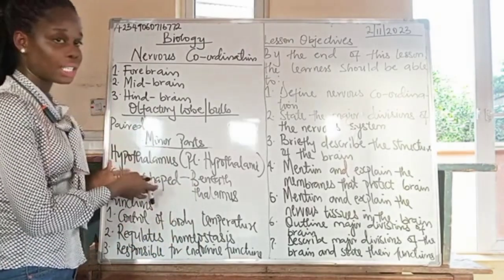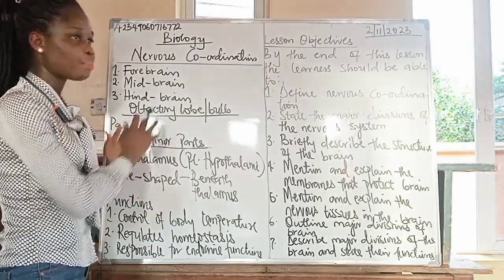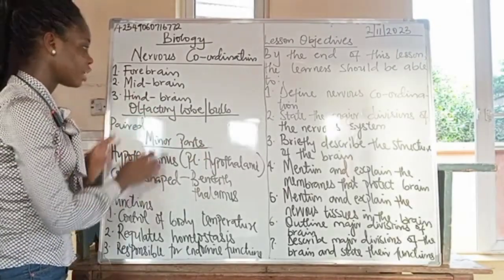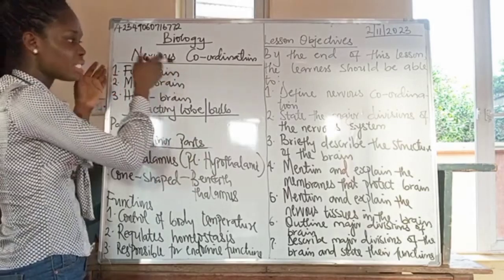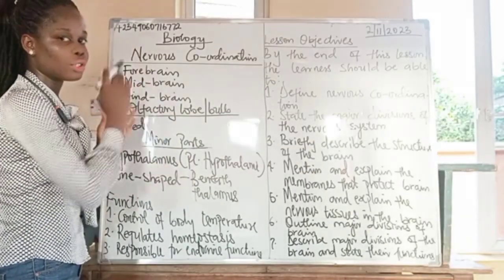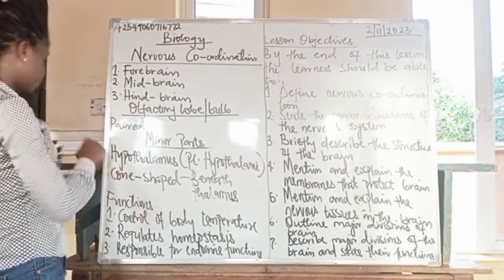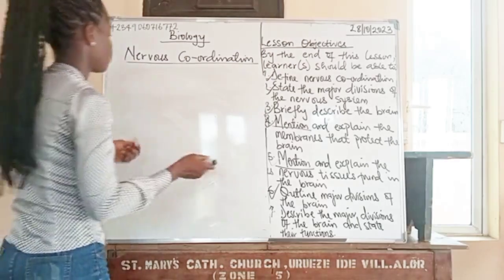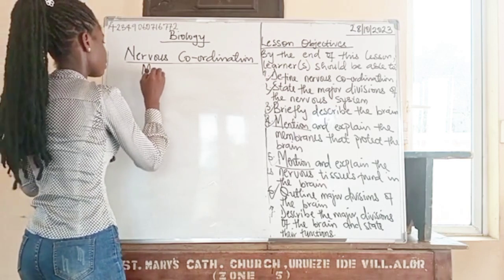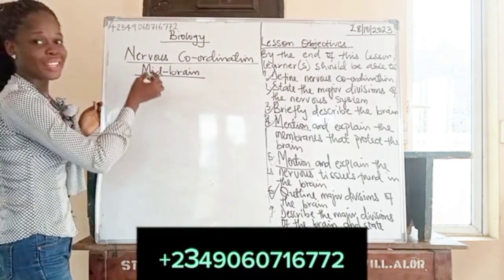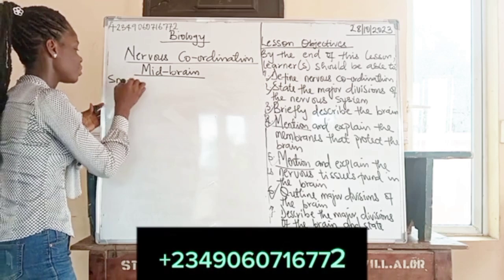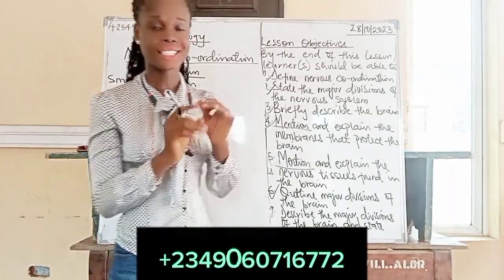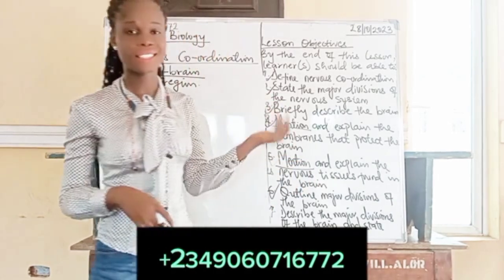Since we are done with the hypothalamus, it means that we are done with the minor parts of the forebrain. And then we leave the forebrain and we go over to the midbrain, which is the second major division of the brain. The midbrain is the smallest region of the brain. It is the shortest region and it is very narrow. It is less than a centimeter.